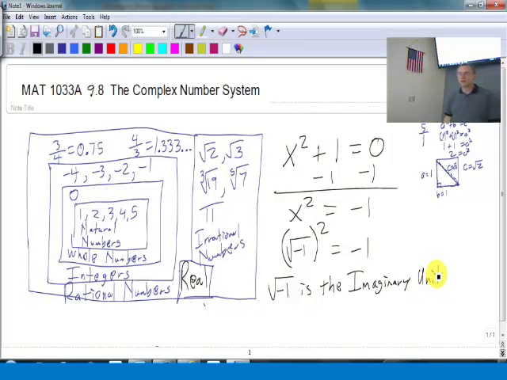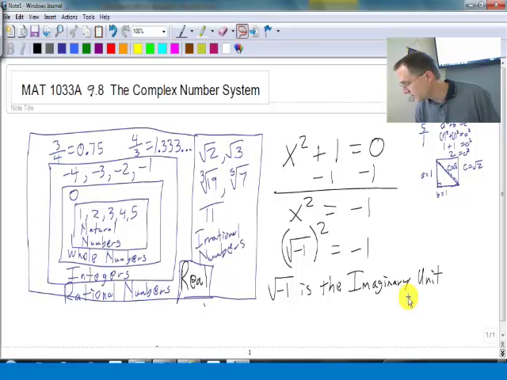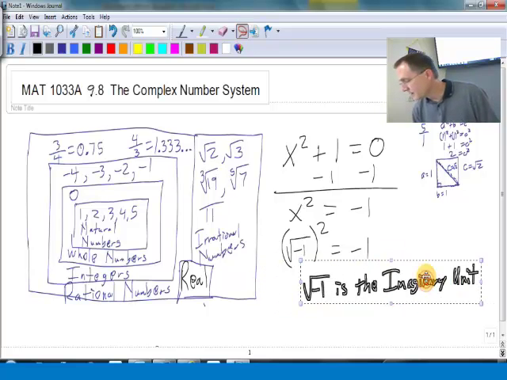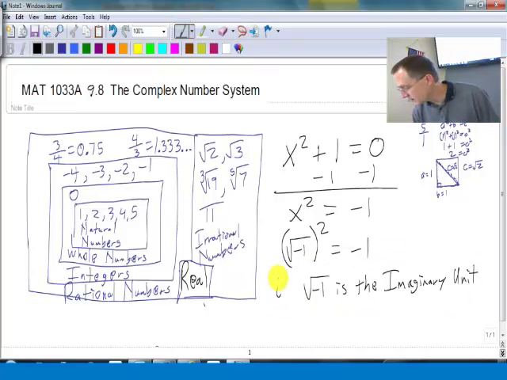The imaginary unit. Oh, and it's got a symbol associated with it. What symbol do we use for the imaginary unit? It's little i. There it is. i equals the square root of negative 1. Together with the number 1 itself, they will be building blocks for the set of complex numbers.